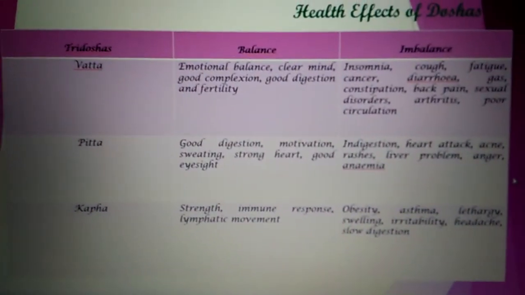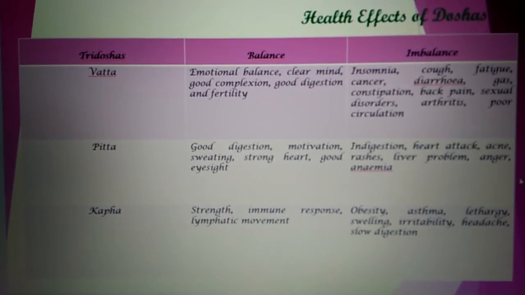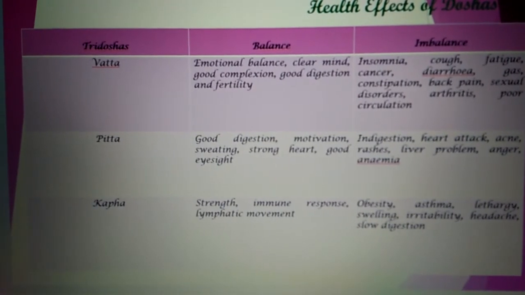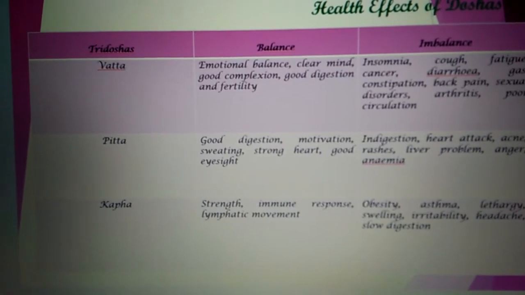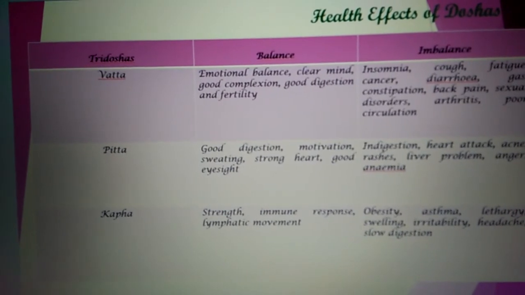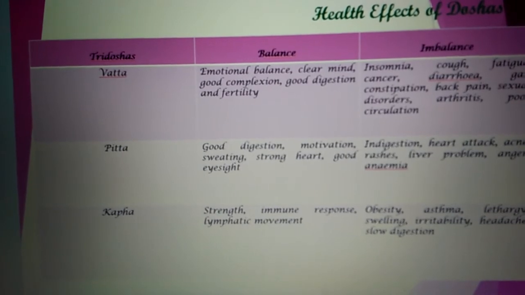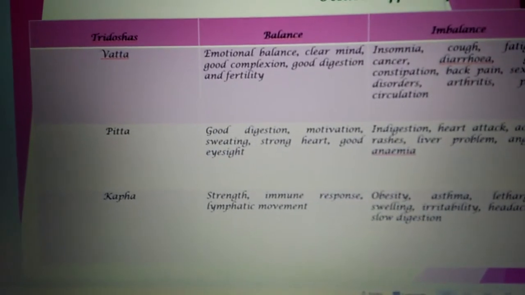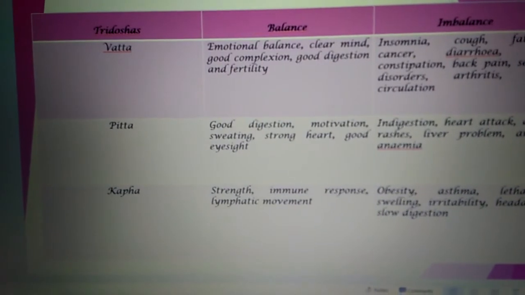Now discussing the health effects of doshas. If these three doshas are in a balanced or imbalanced state, what occurs? First, Vata, that means air. If it is in the balanced state, it gives emotional balance, a clear mind, good complexion, good digestion, and fertility. If it is in the imbalanced state, disorders like insomnia, cough, fatigue, cancer, diarrhea, gas, constipation, back pain, and all this occurs.